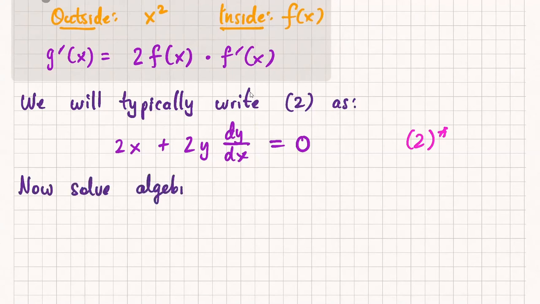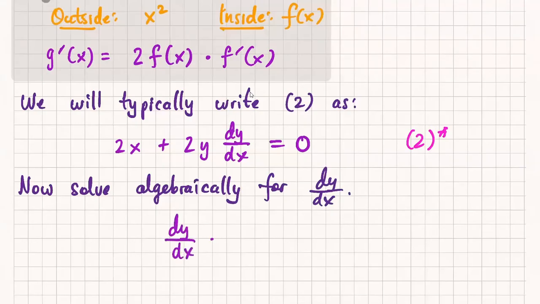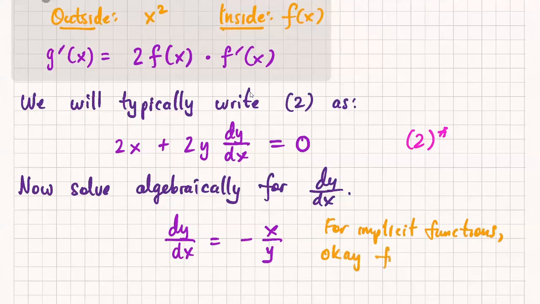So now solve algebraically for dy dx. And we get what? We get that dy dx equals negative x over y. Now, I will say that for implicit differentiation, your derivative is allowed to depend on both x and y. I mean, that's going to be very natural, right? Your derivative will not just depend on x. It'll depend on both x and y. So for implicit functions, it's okay for dy dx to depend on x and y.